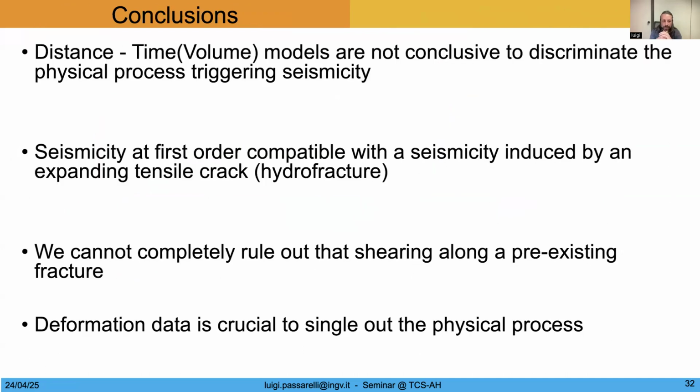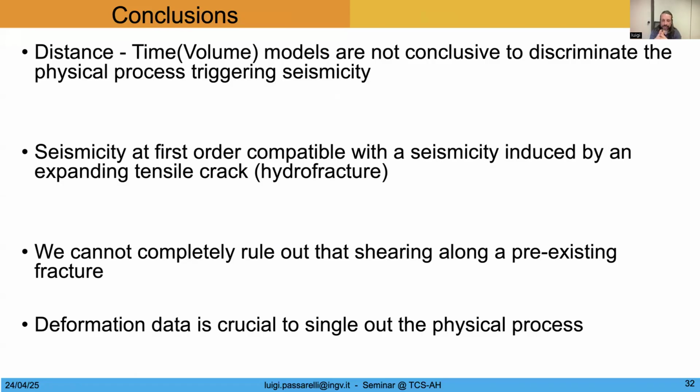So it's unlikely that they are shearing on a fault, but more likely it's a tensile crack. And I will go to the conclusion immediately, saying that the distance, time, volume plots or way of fitting the models, in this case, are not conclusive to discriminate which is the physical process triggering seismicity. The seismicity is indeed compatible with a hydrofracture, so a tensile crack which is opening and in turn inducing seismicity. But even in this case, we cannot completely rule out that it's also shearing along pre-existing fault, either with aseismic and seismic slip involved.